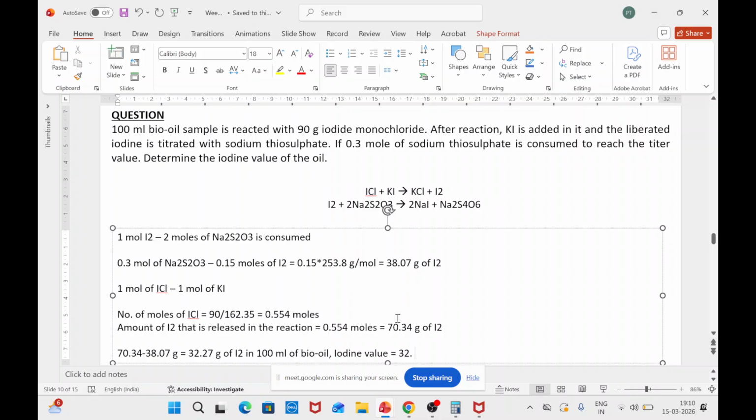So if you see here, 70.34 grams of iodine is getting liberated, but the amount that is getting consumed for the treatment with the sodium thiosulfate is going to be only 38.07. So the difference is the iodine value.